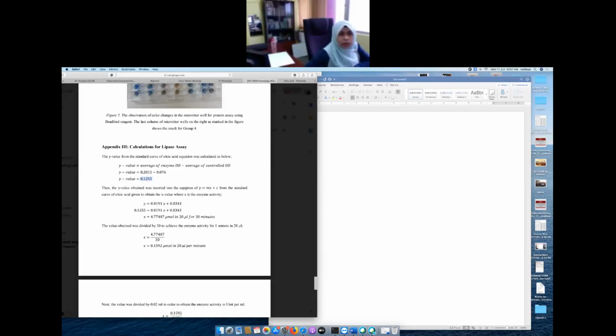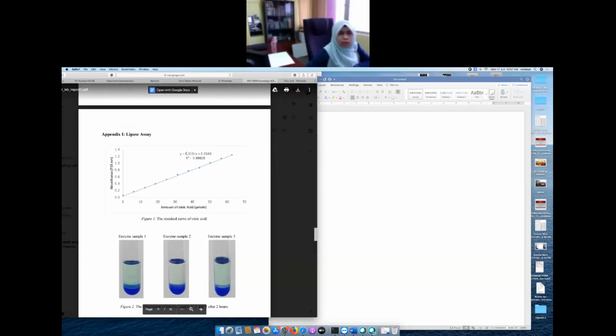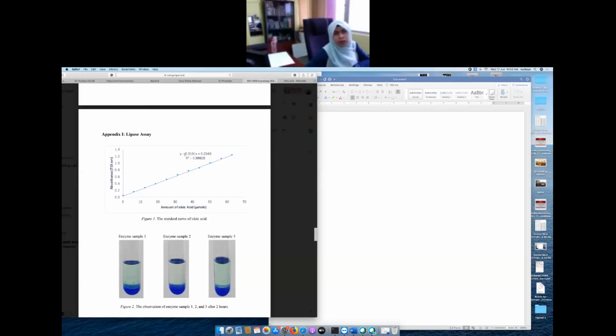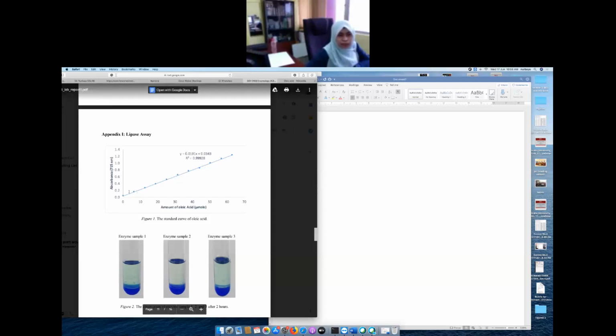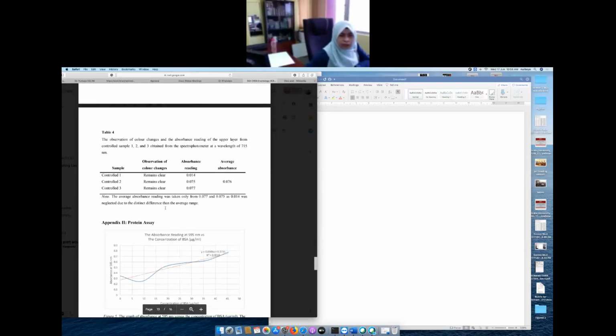In our standard just now, we have y equal to 0.0191x plus 0.0343. It is the standard equation for a straight line, y equal to mx plus c. This c is the y-intercept, and m here represents the slope. The y is the absorbance from here, you need to know that later.